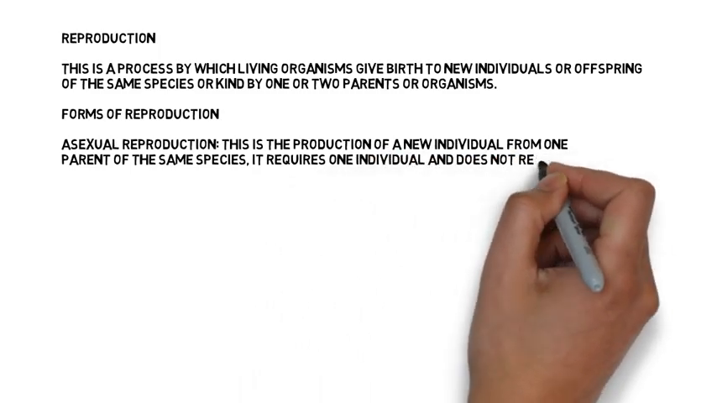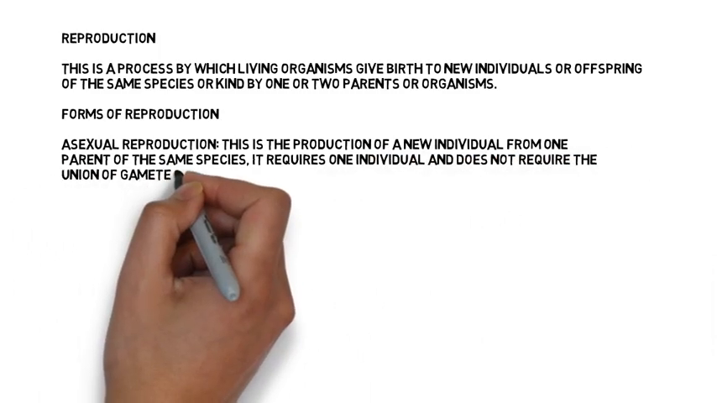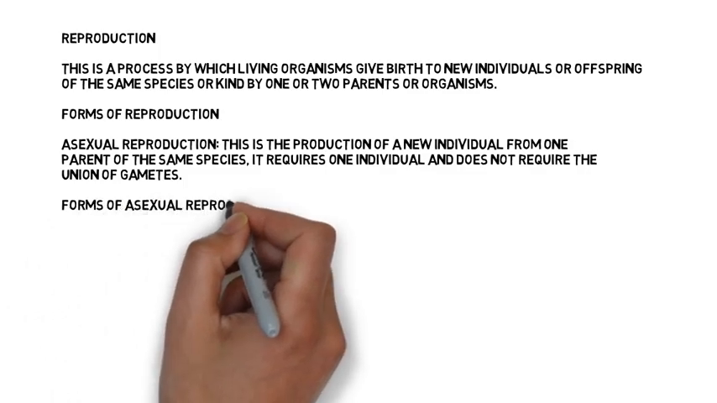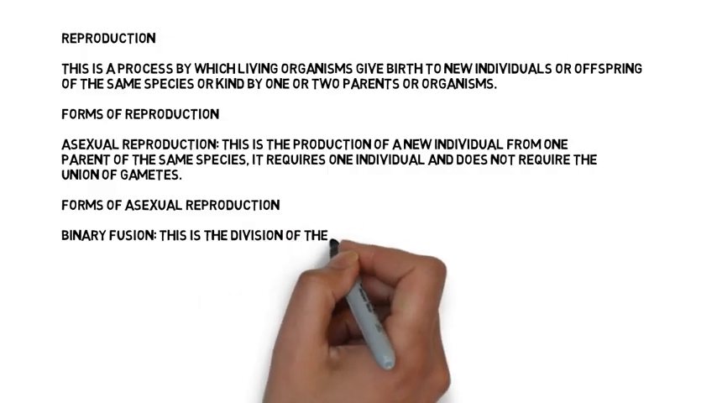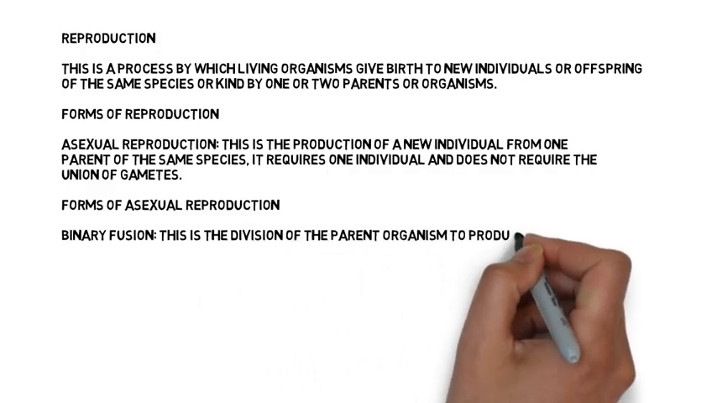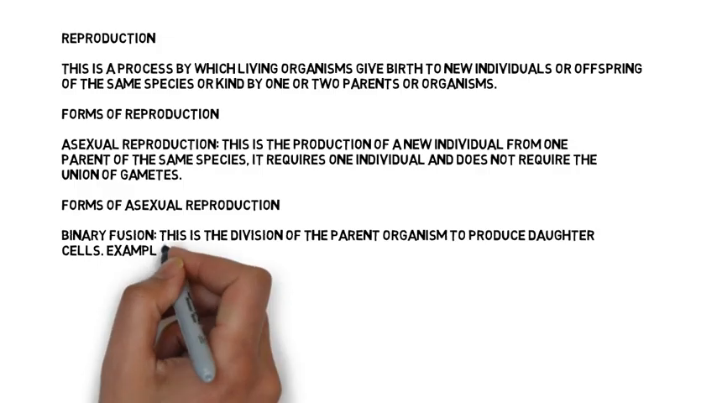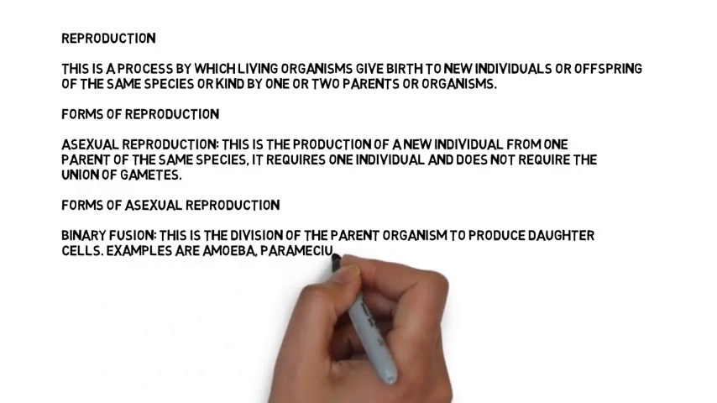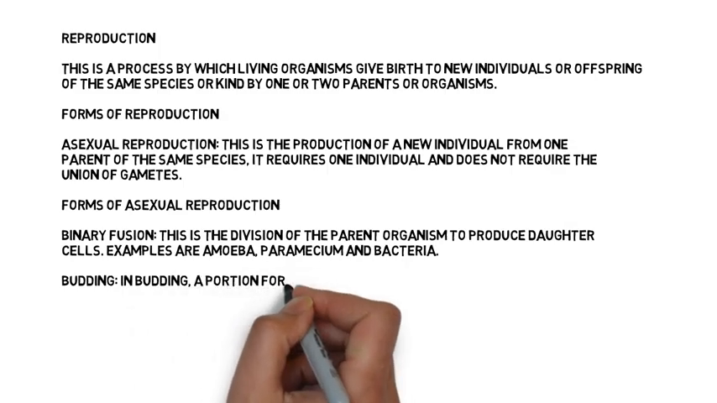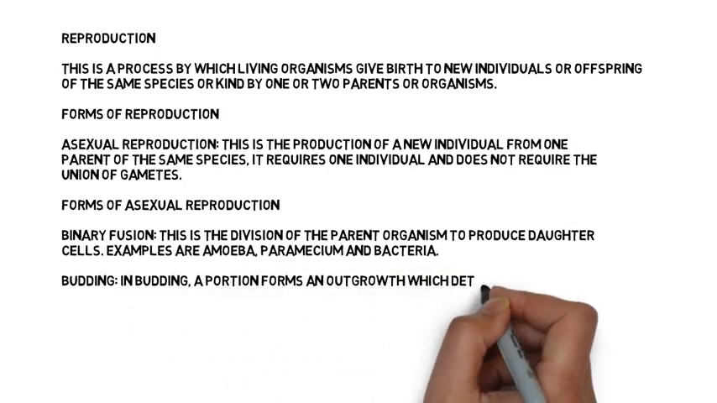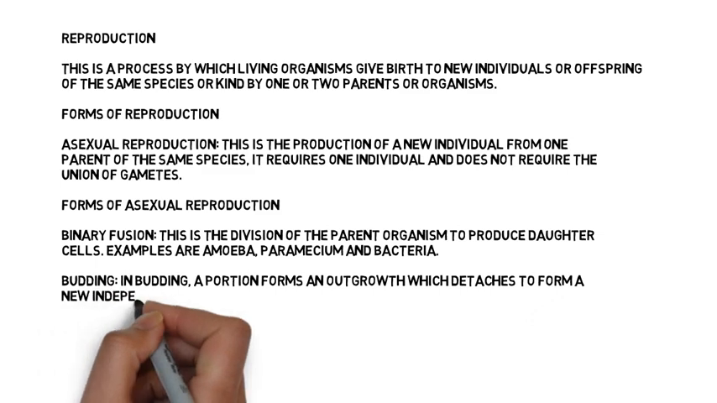Forms of asexual reproduction. 1. Binary fission. This is the division of the parent organism to produce daughter cells. Examples are amoeba, paramecium, and bacteria. 2. Budding. In budding, a portion forms an outgrowth which detaches to form a new independent individual. Examples are hydra and yeast.